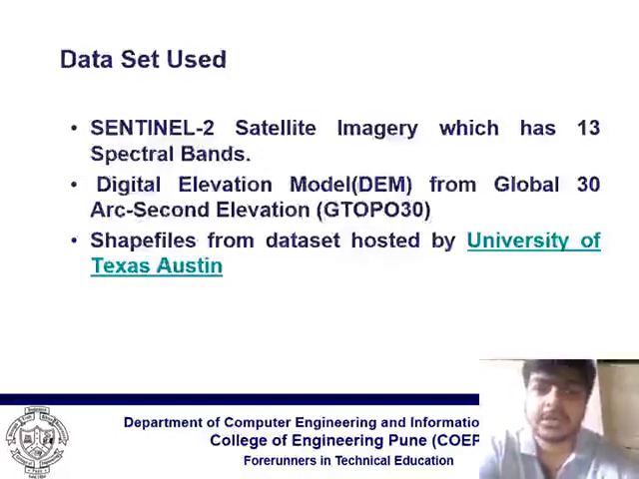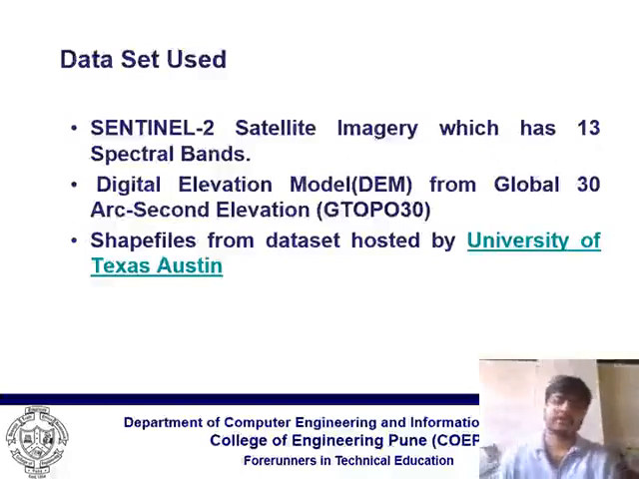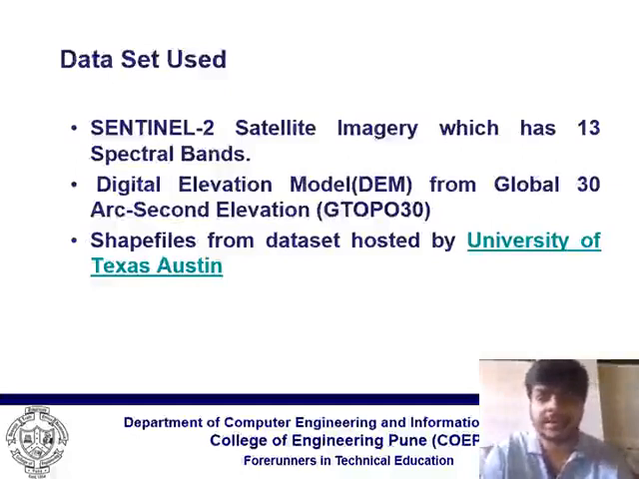The data sets that we have used: the first one is Sentinel-2 satellite imagery. Sentinel-2 has 13 spectral bands of different resolution. The second data set that we have used is a digital elevation model from Global 30 arc second elevation, also known as GTOPO 30. And the third one is shapefiles, which we have downloaded from University of Texas.